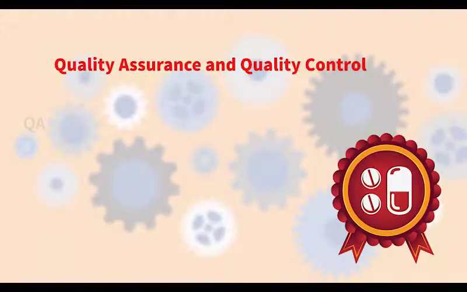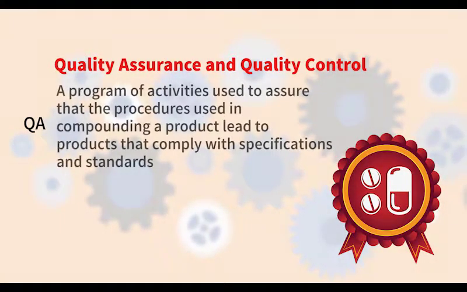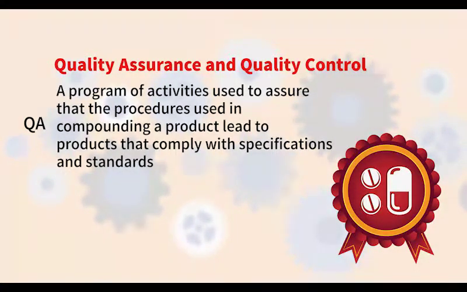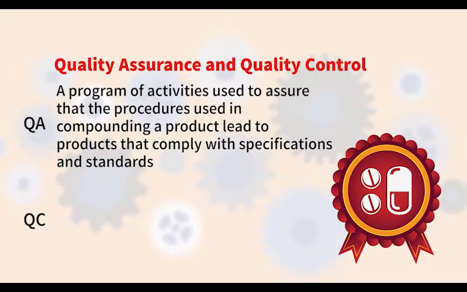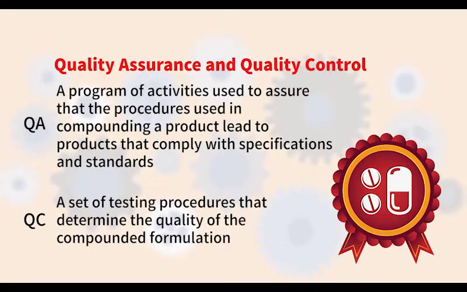Just like with anything, we have to go back and we need to make sure that what we've done is correct. Quality assurance is a program of activities that's used to assure that the procedures used in compounding a product lead to products that comply with specifications and standards. Well, the quality control then is a set of testing procedures that determine the quality of the compound formulation.